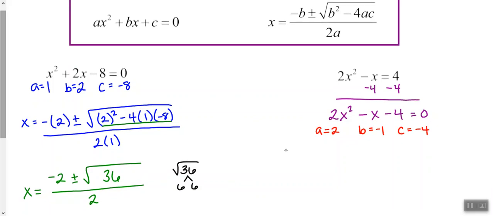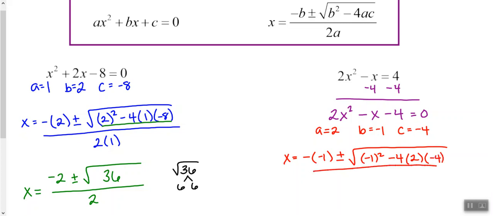I'm just going to plug it into my formula. So x equals negative 1, plus or minus square root, negative 1 squared minus 4 times a times c, all over 2 times a.